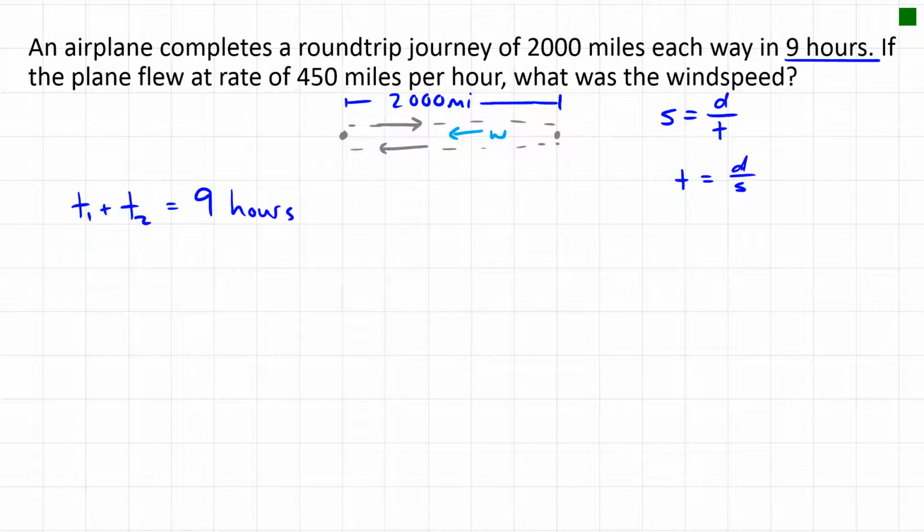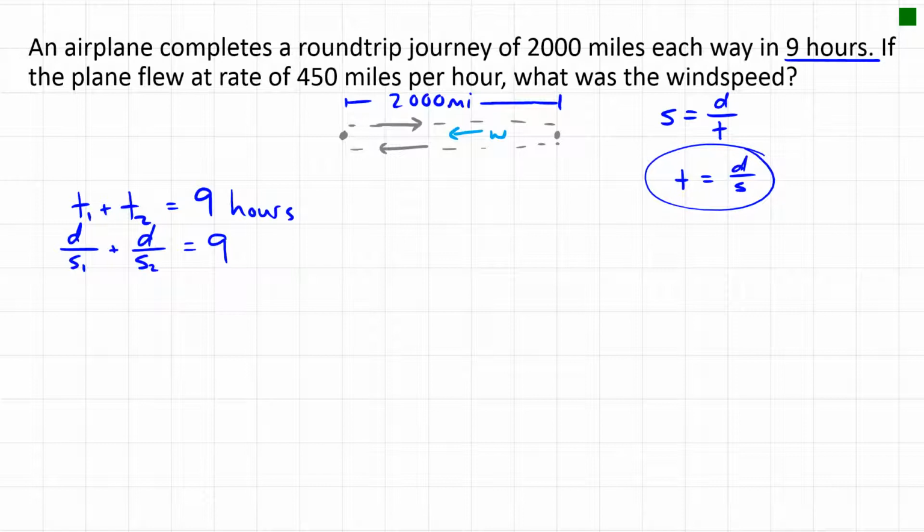So what we're going to do is replace them, because we don't know anything about the amount of time it takes for the individual trips there and then back. We're going to write them using distance over speed. So time 1 is the distance that the plane goes at the first speed, and time 2 is the distance that the plane goes at the second speed, and combined those are 9 hours. And we know that the distance is 2,000 miles each direction, but what about the speed that the plane goes?